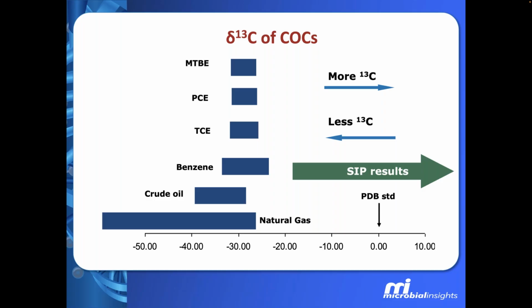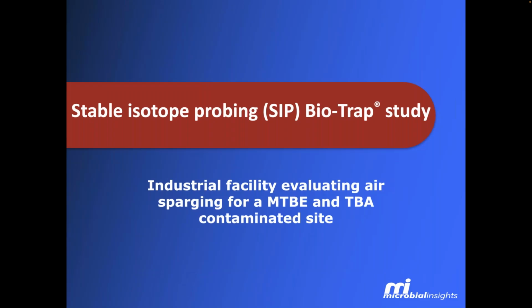So for CIP results, even though there's some naturally occurring C13 in these materials, when we're looking at the result of a CIP analysis, if the compound is being degraded, the amount of C13 that's incorporated into the biomass, into the CO2, is going to be so great that there is no misrepresenting or misinterpreting the C13 content for natural C13 versus C13 that comes from the tracer material.